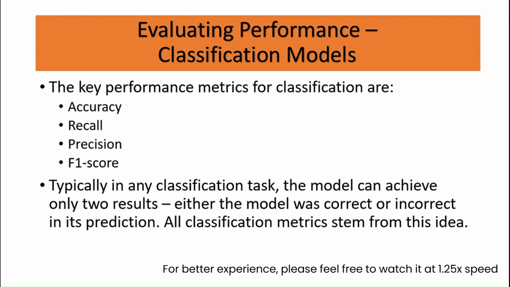Now next, let's move on to evaluating performance for the classification models. Some of the key performance metrics for classification are accuracy, recall, precision, and F1 score. Typically in any classification task, the model can achieve only two results. Either the model was correct or incorrect in its prediction. And all of these classification metrics stem from this idea only.